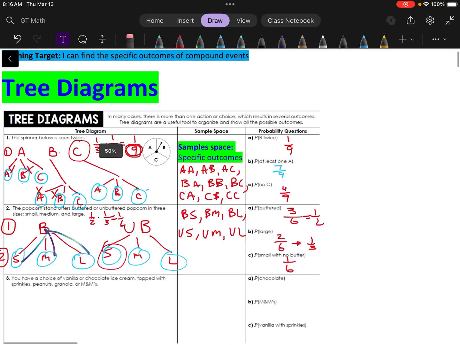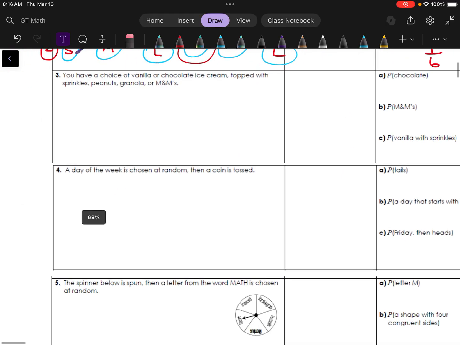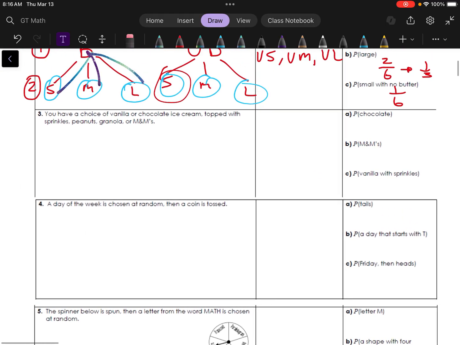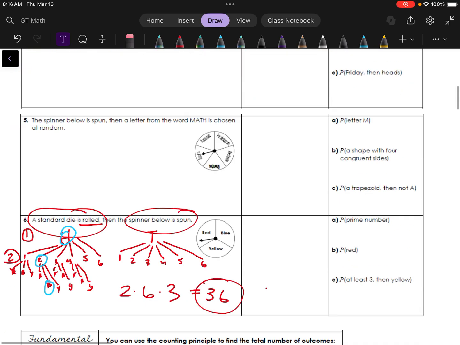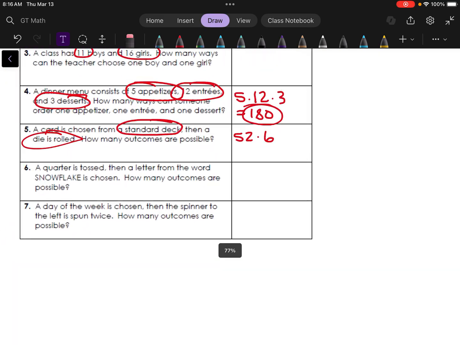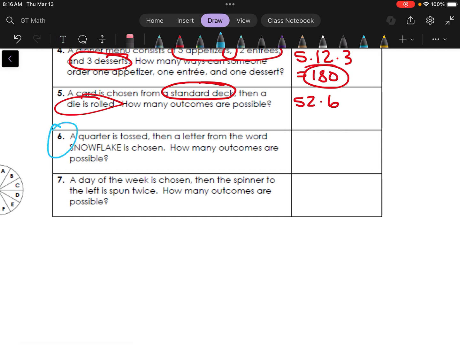So that's tree diagrams and outcomes. I do want you to come back over here, though, and I do want you to do 3, 4, and 6, and 7.